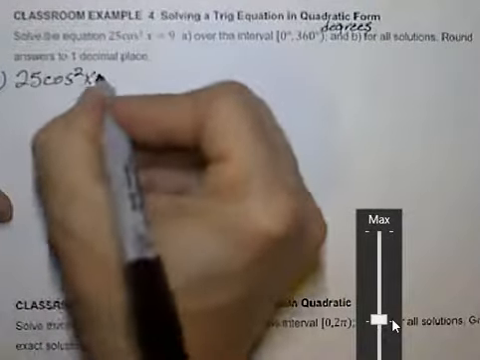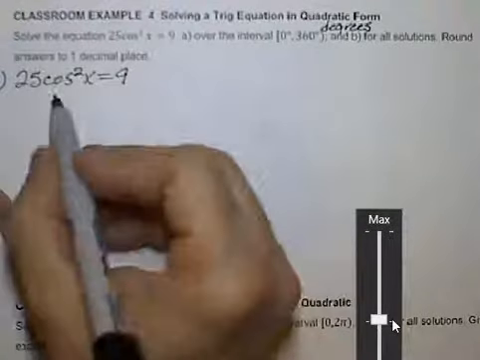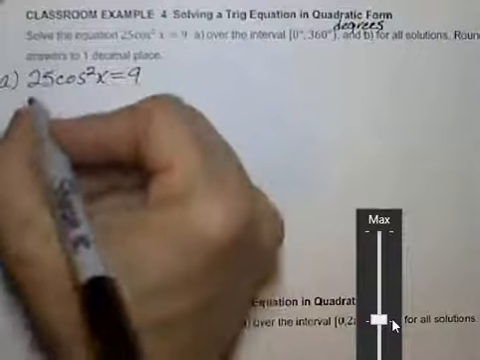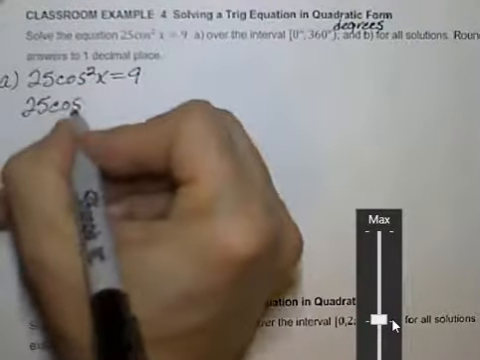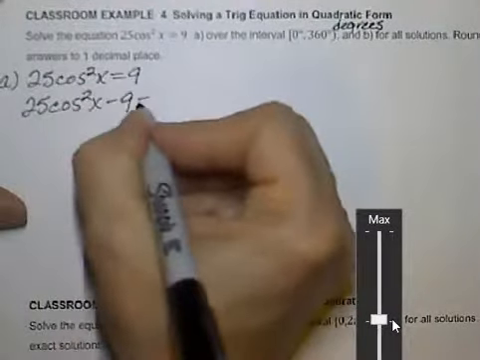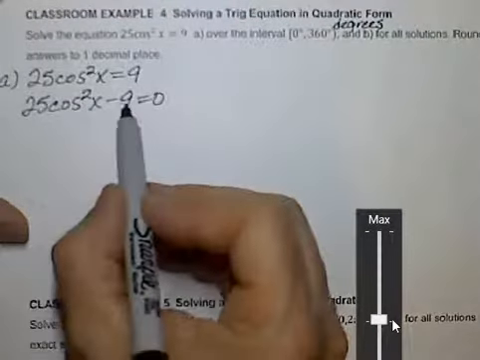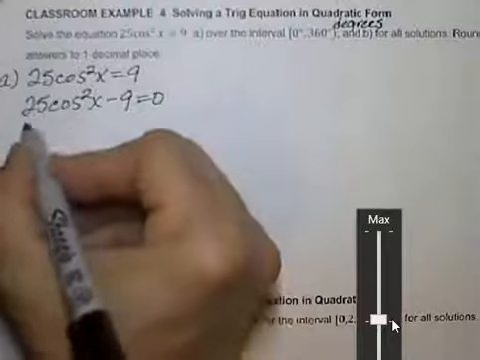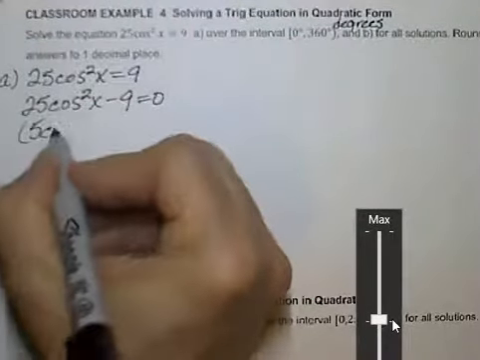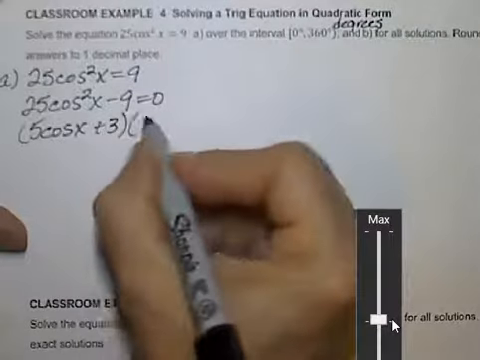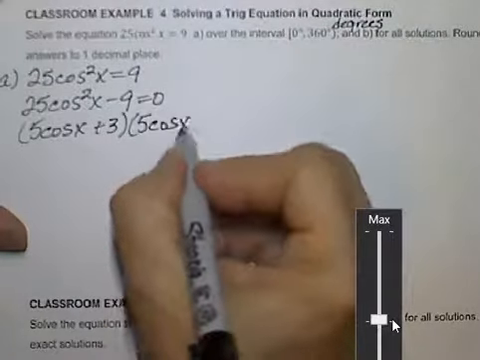Now this one, there are actually two different ways we could go about solving this. One is to get everything on the same side so that we've got a 0 on the other side. We could do that by subtracting 9 from each side. And then we could factor this. Since everything here is a square and it's subtracted, we could factor this as the difference of squares. That would be 5 cosine x plus 3 times 5 cosine x minus 3.